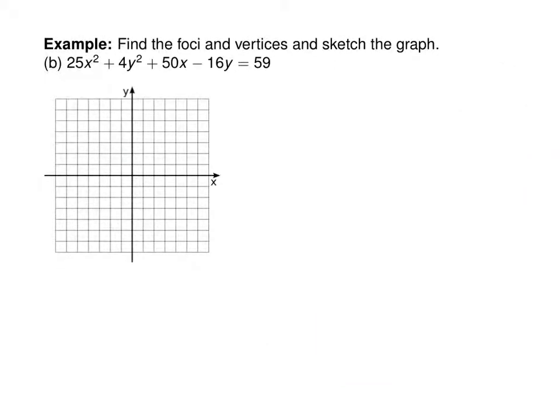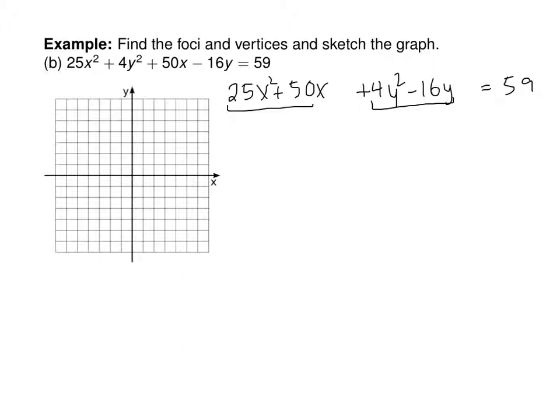So let's do another example of completing the square. This one, because it has x squared and y squared and both terms are positive, is probably going to be an ellipse. So first let's rearrange the terms and group the x squareds together, and then the y squareds. And now let's take out the greatest common factor, the number component of it, from each group of terms. So 25 there, x squared plus 2x, plus 4, y squared minus 4y, equals 59.